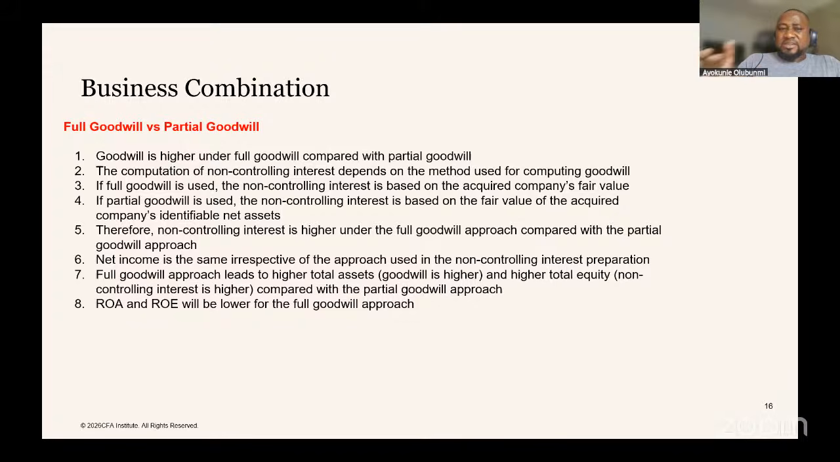So ultimately, you see that full goodwill will result in you having bigger assets because full goodwill is higher than partial goodwill. And you also agree with me that the net income will be the same, either you use full goodwill or partial goodwill. So you notice that whenever you use full goodwill approach, your ROA is going to be lower compared to when you use the partial goodwill. Same thing also, when you have minority interest, your equity, shareholders' funds, is going to be higher when you're using full goodwill compared to partial goodwill. And because of that, you see that under full goodwill, your ROE will also be what? Will also be lower. Okay? Right? Under the full goodwill.